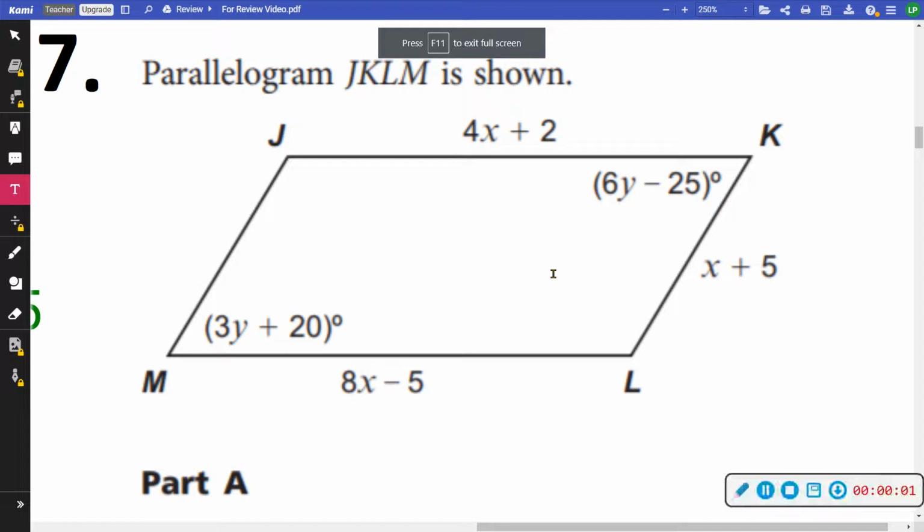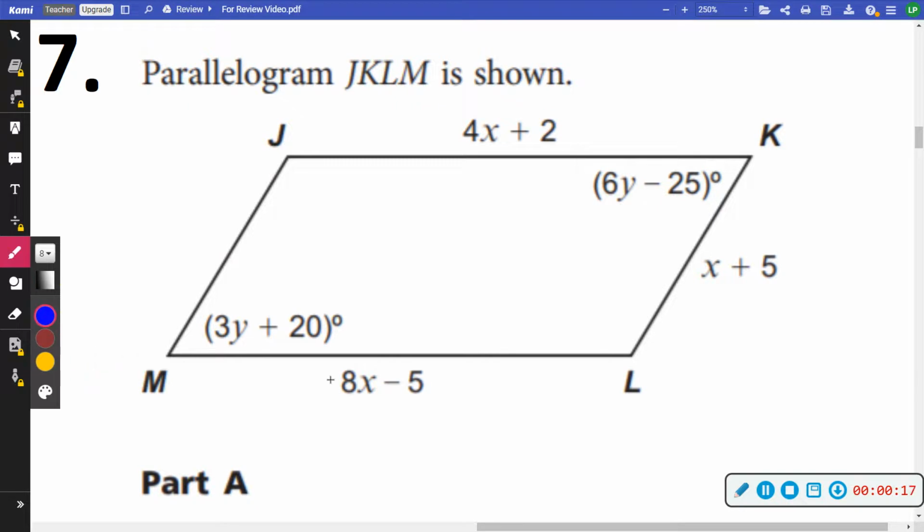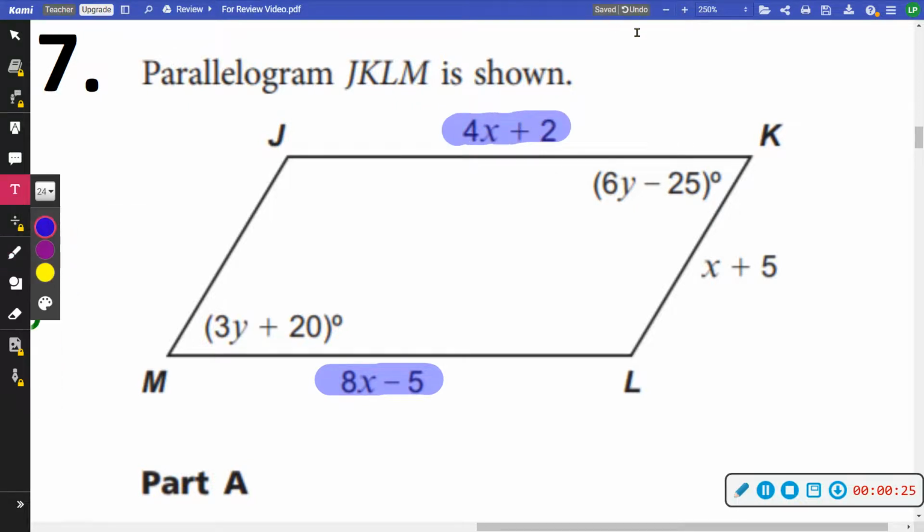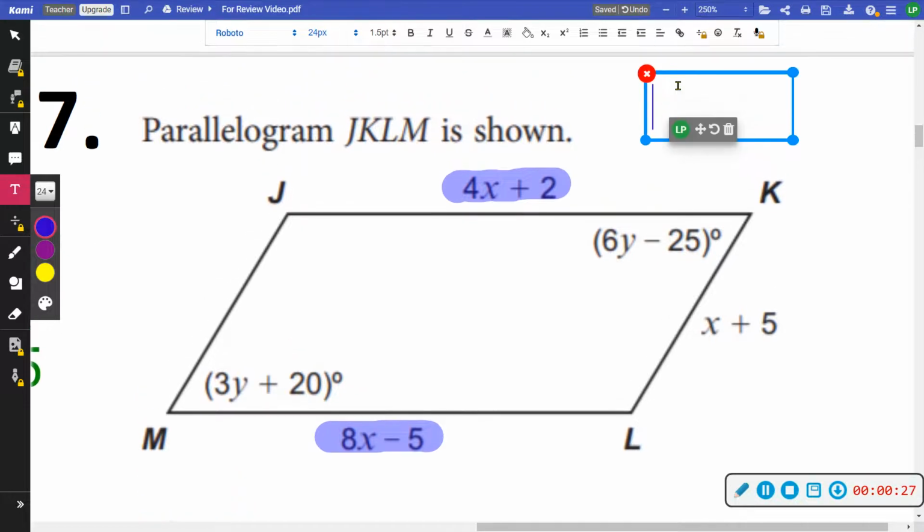All right, we are going to start with number 7. And so it says we have a parallelogram. And so remember, in a parallelogram, we know that opposite angles are congruent, and we also know that opposite sides are congruent. So because I know this is a parallelogram, I'm going to set this side equal to this side. And I'm going to do the math up here.